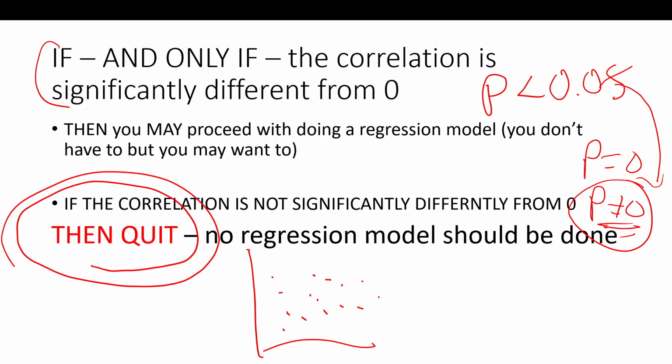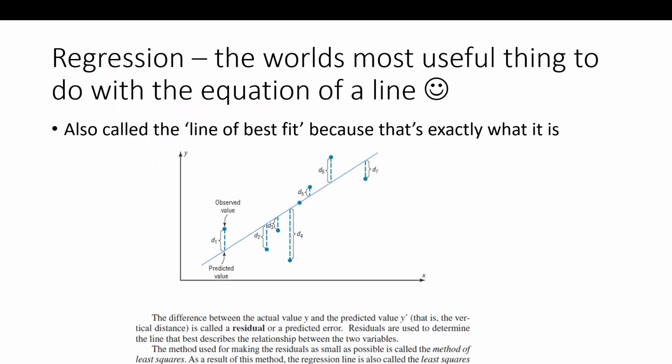If you have a low correlation, there's no convincing evidence that there's a strong relationship. And if there's no strong relationship, you don't start predicting one thing based on another if they're not related to begin with. It doesn't make any sense, at least not to me. Okay. Now, once we have our p-value less than 0.05, we can do a regression.